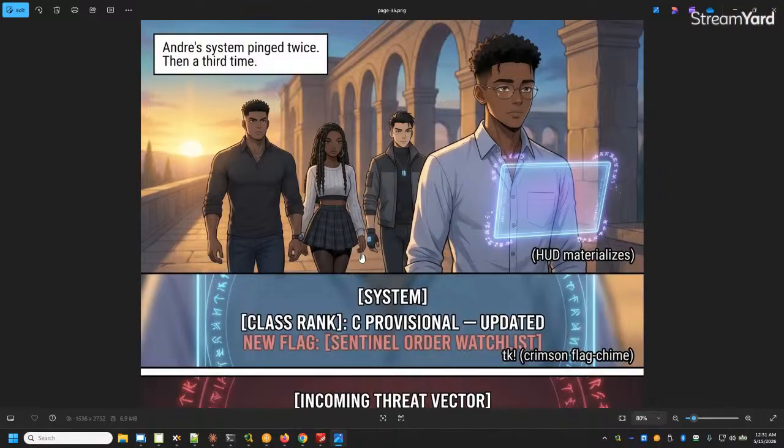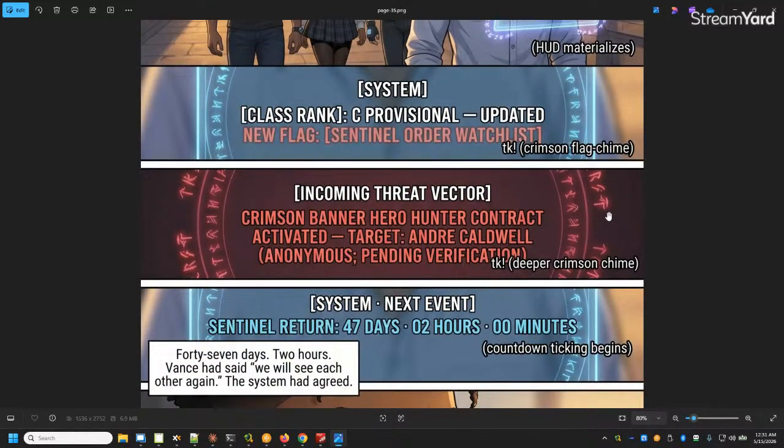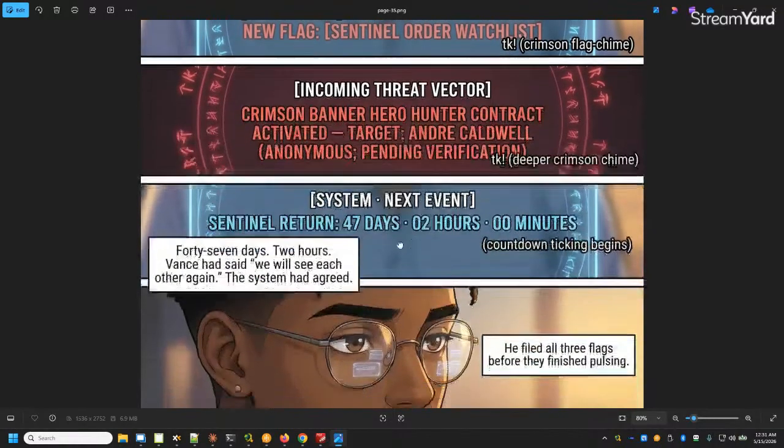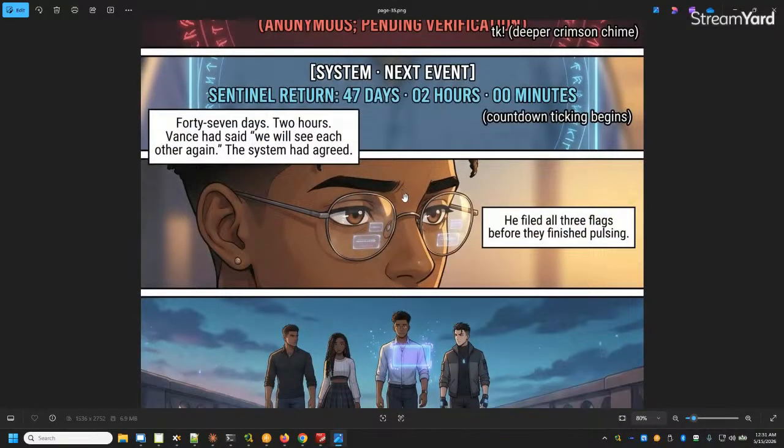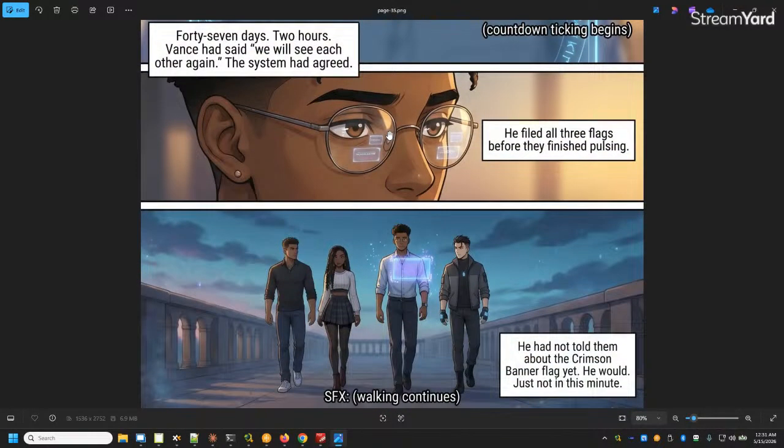Andre's system pinged twice. Class C professional updated. New flag. Sentinel order watch list. Incoming threat vector. Crimson Banner Hero Hunter contract activated. Target Andre Caldwell. Anonymous pending verification. So there's a bounty hit on him. System next event. Sentinel return. 47 days, 2 hours. Vance had said we will see each other again. That system had agreed. He filed all three flags before they.